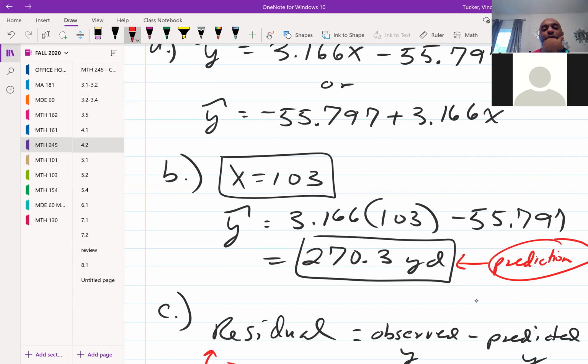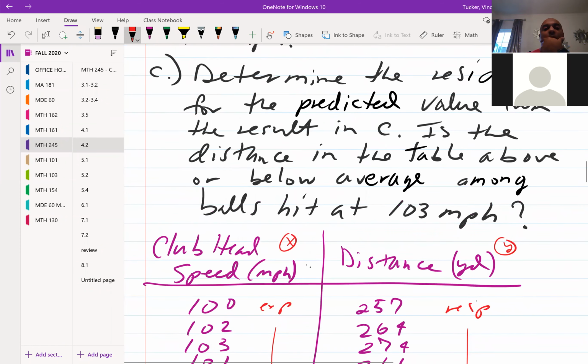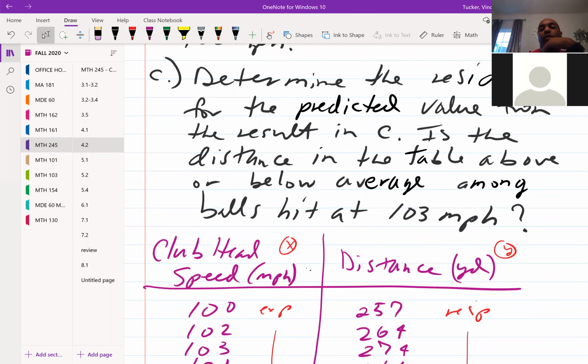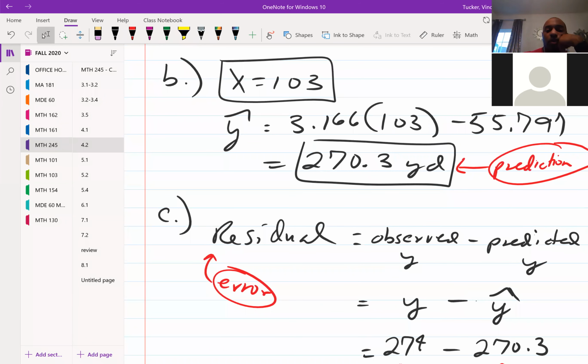All right, any problems with B? All right, then C says determine the residual for the predicted value from the result in C. Is the distance in the table above or below average among balls hit at 103 miles per hour? So residual, or in other words, error. Remember back in our initial definition, error and residual mean the same thing.